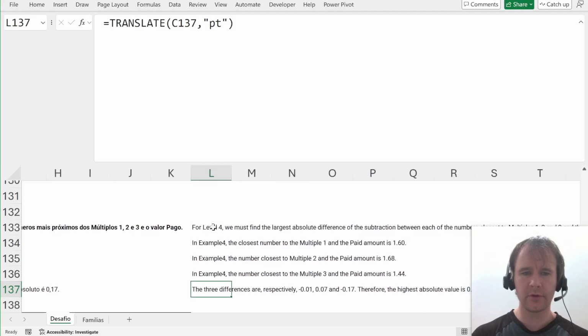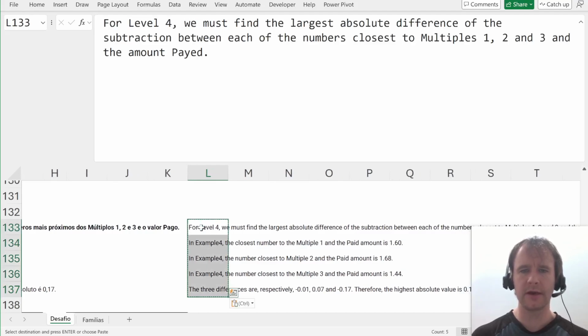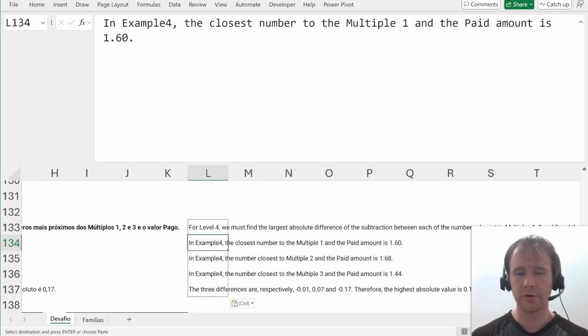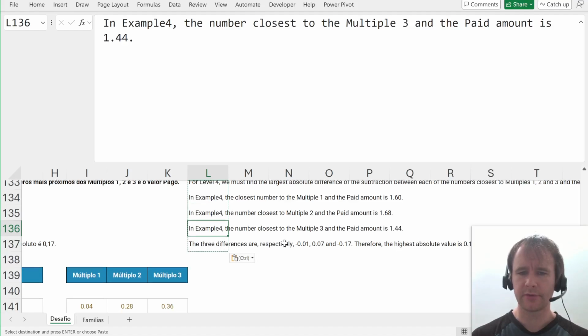Okay, so for level 4, we must find the largest absolute difference of the subtraction between each of the numbers closest to multiples 1, 2, and 3 and the amount paid. So closest to multiple 1 is 160, closest to multiple 2 is 168. Closest to multiple... Okay. So that gives differences of -1, 0.7.